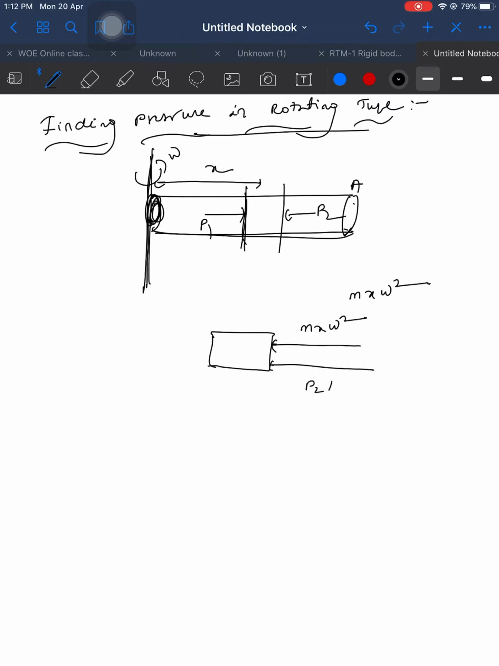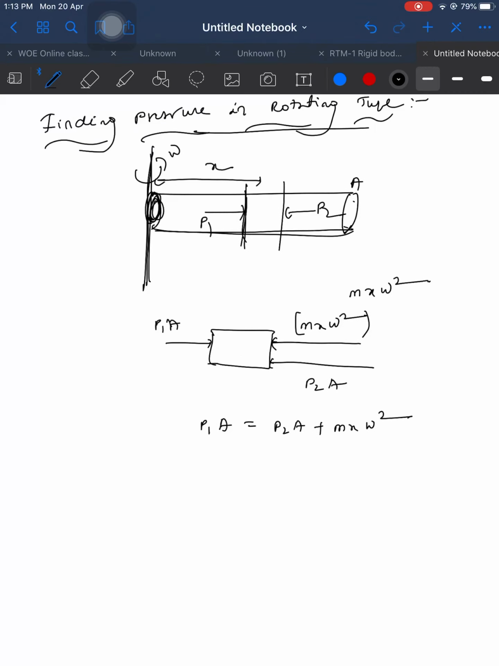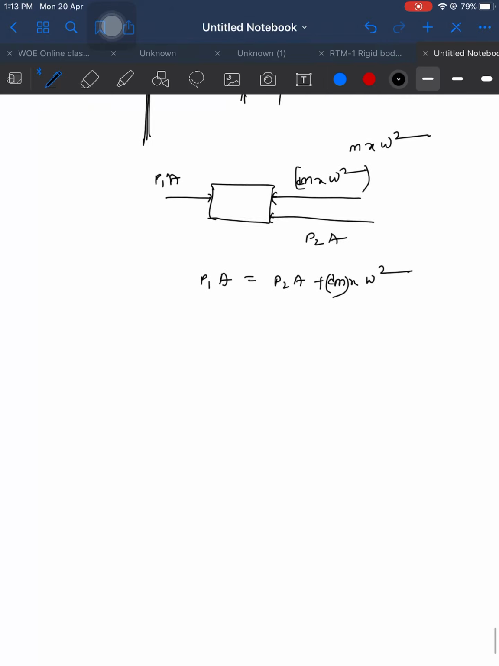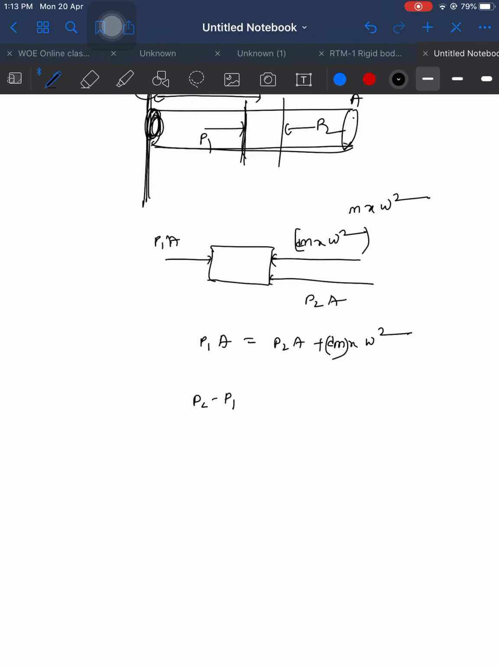It is P2 into A on one side, and P1 into A on the other side. So the force equation is P1 into A is equal to P2 into A plus m x omega square. It's not the total mass, I'm sorry, it's the small mass. So (P2 minus P1) into A is equal to dm into x into omega square.